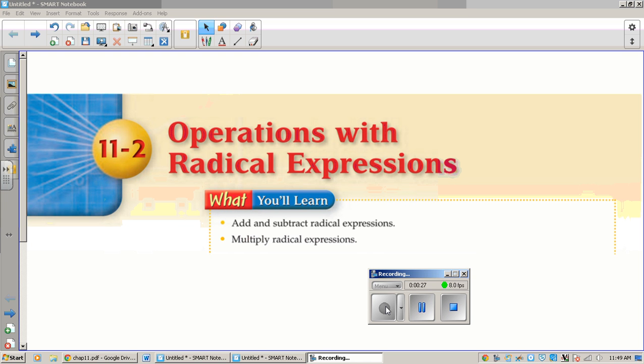Today we're moving on to 11.2, operations with radical expressions. What I hope you will be able to say is that you can add and subtract radical expressions, and that you can multiply radical expressions.